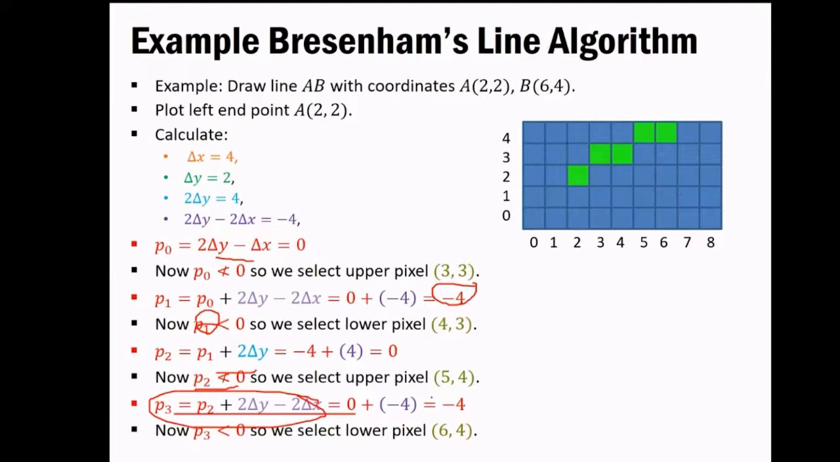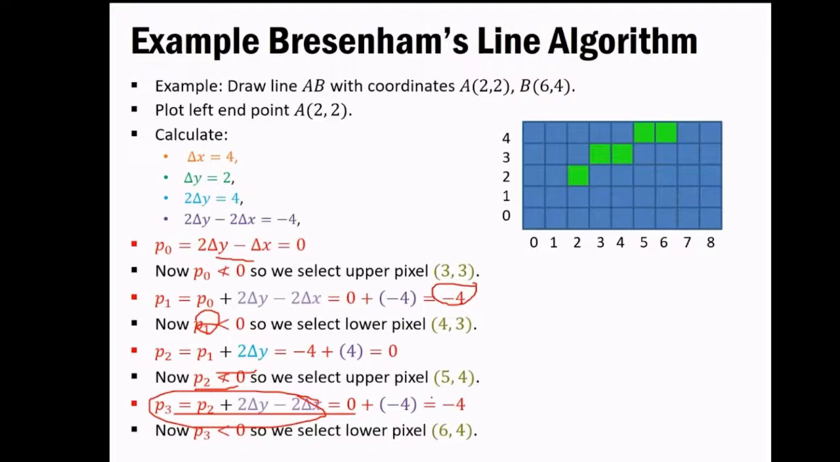If the value is less than 0, then we have to proceed further with the remaining things. But as you can see, we have reached the end point, that is 6 and 4. So we have to stop there, and these are the best available pixels. These are the intermediate values that we have calculated using the Bresenham algorithm.